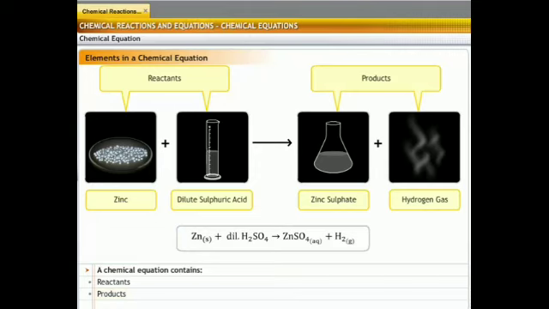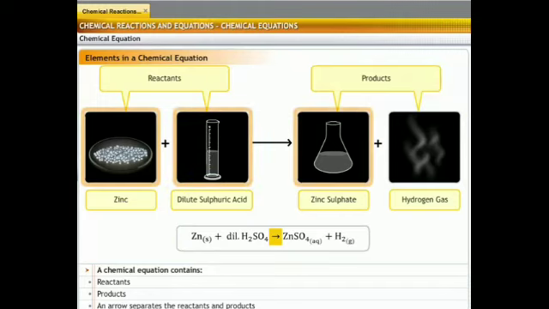Completely signs, completely symbols, completely states of matter, they are included in this chemical equation. Now with the help of a chemical equation, we also represent the states of matter.